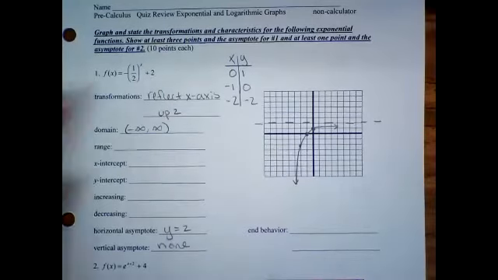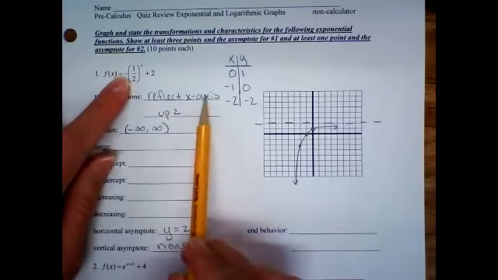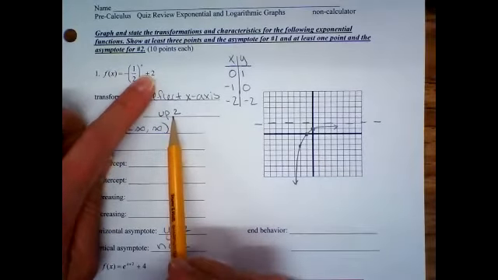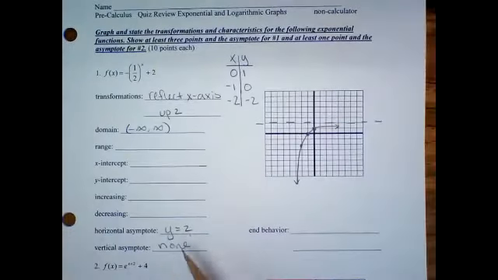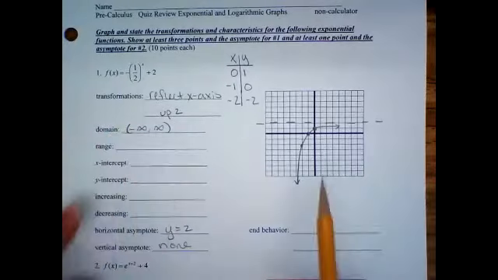Okay, so for this first one, the negative out front reflects it over the x-axis. This +2 is up 2, so that's where the asymptote goes. And you can go ahead and fill that in, y equals 2, vertical asymptote's none, domain is all reals.